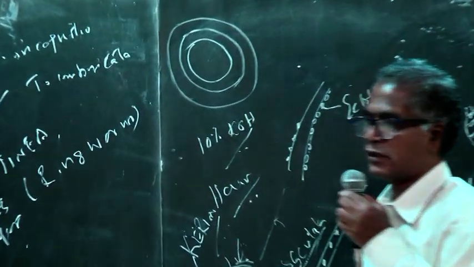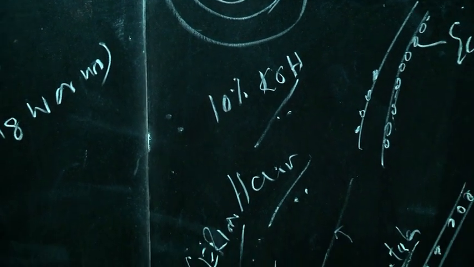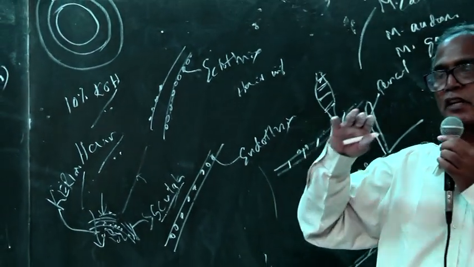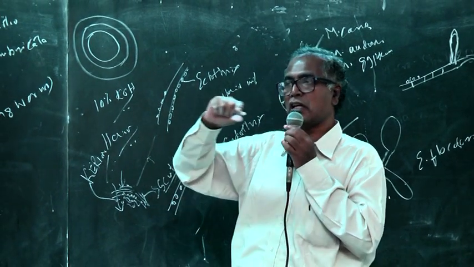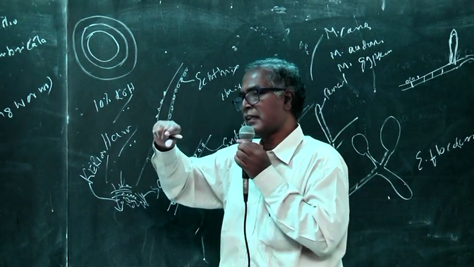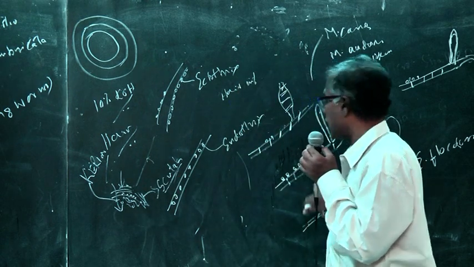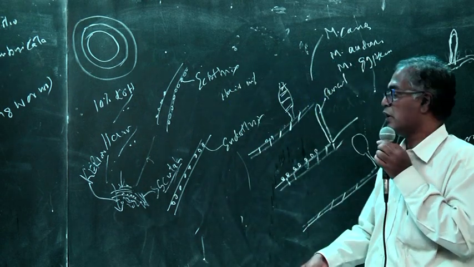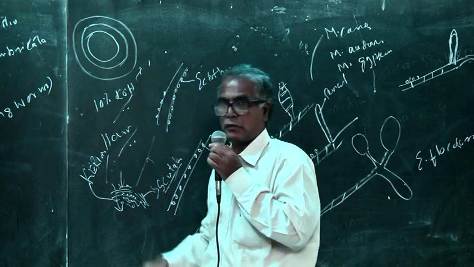for 10 minutes. So take these scrapings on a slide, add a drop or 2 drops of 10% potassium hydroxide and keep it aside for 10 to 15 minutes. Then this potassium hydroxide dissolves all the present keratin layer. Then what is left over? Only the hyphae is left over, and this hyphae can be seen under the microscope. So dissolving under KOH and seeing under the microscope.